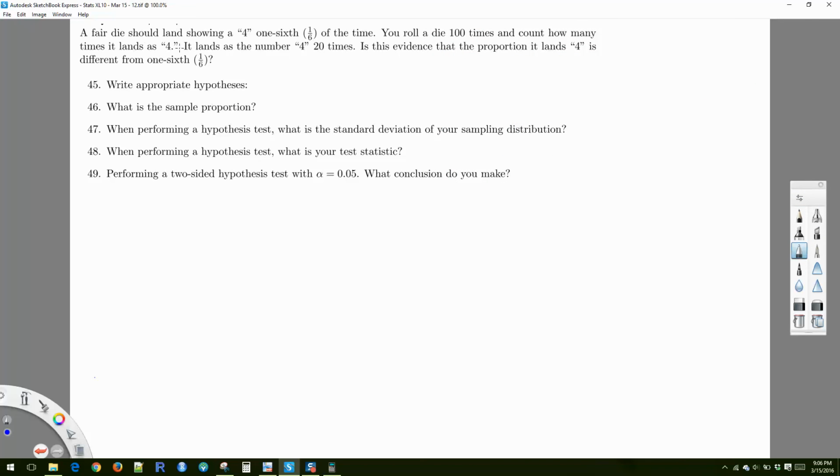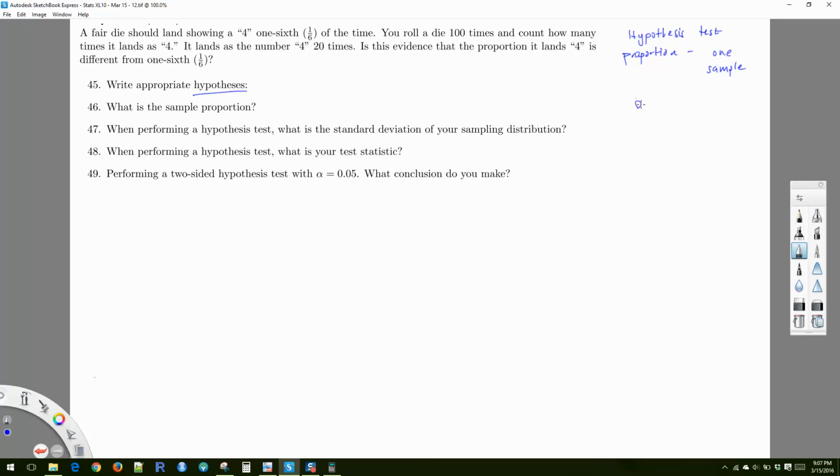All right. A fair die should land showing a number 4 1/6 of the time. You roll a die 100 times and you count how many times it lands on 4, and it lands as the number 4 20 times. Is this evidence that the proportion it lands 4 is different from 1/6? Okay, so we're going to do a hypothesis test because it says write the appropriate hypotheses. And are we dealing with means or proportions? Proportions, because we're talking about the proportion it should land on the number 4, and we've got one sample.